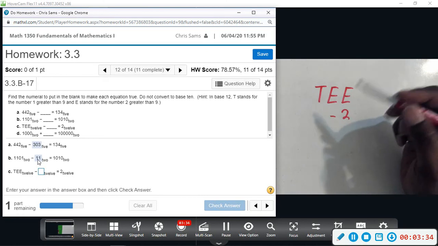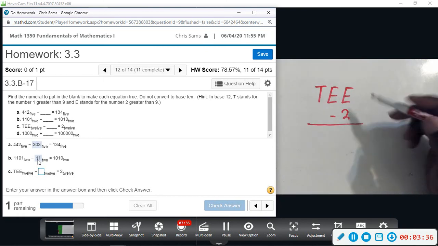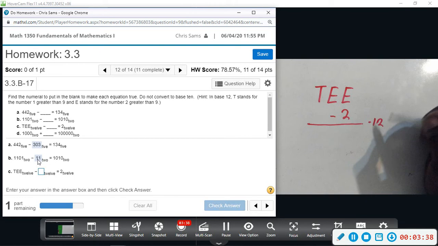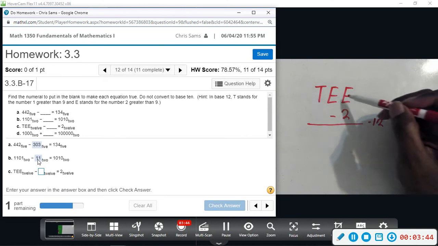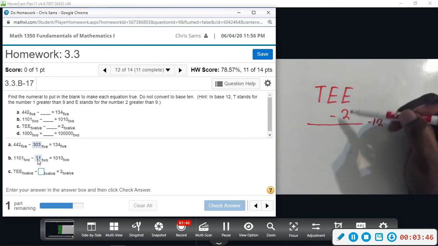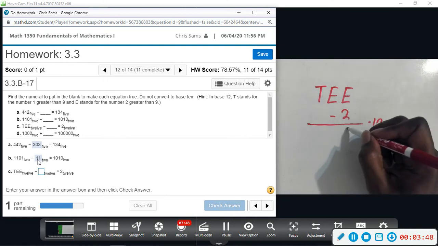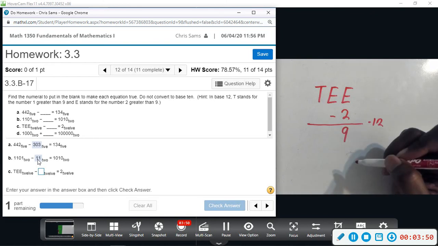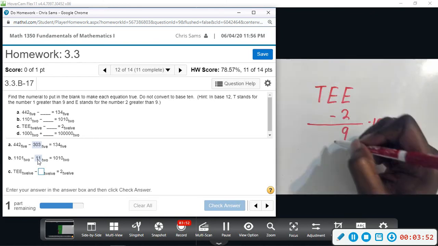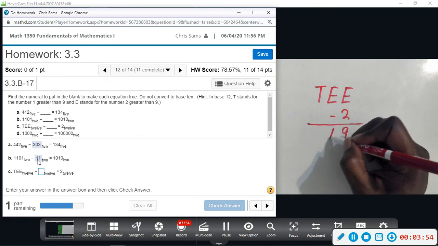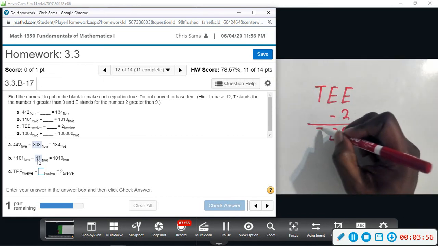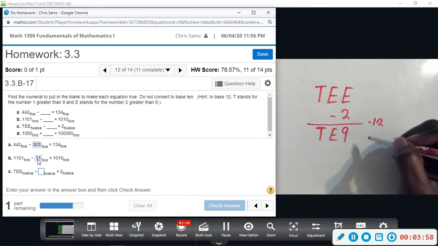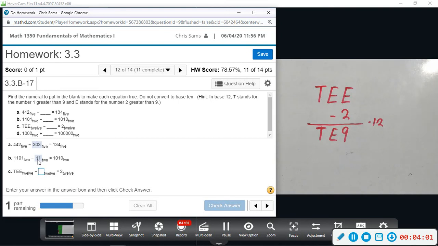Okay, and this is base 12. So when we borrow, we carry over 12. We're going to take 11, take away 2. That's going to leave us with 9. And then this is still E. We don't mess with this column. This is still T. So we get TE9 for this one.